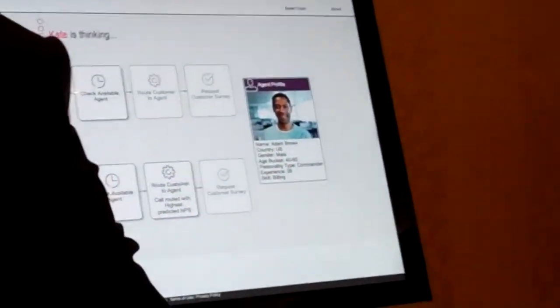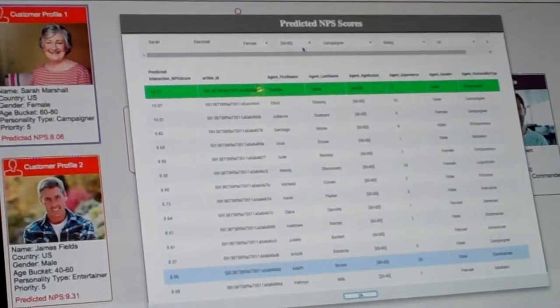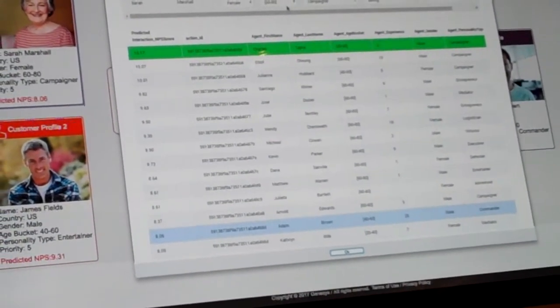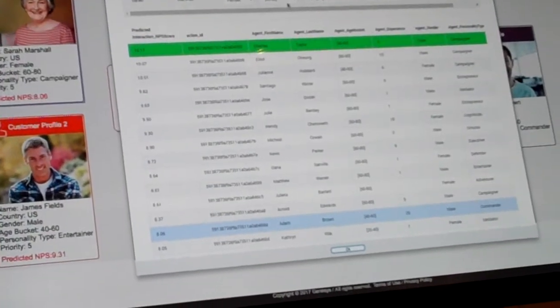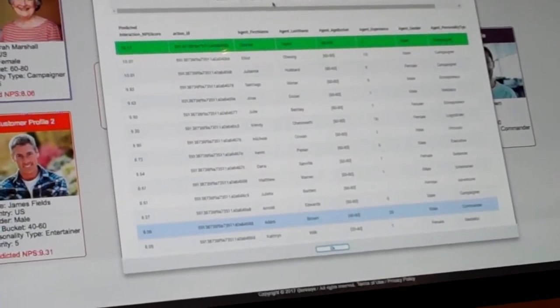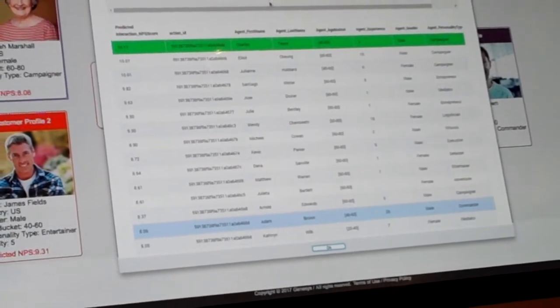Looking at Sarah Marshall, we can see that on the back end, Kate knows a few things. The absolute best agent in this situation, Sarah, for billing, would be Charles Taylor, but he's not available. He might have called out sick, he might be at lunch today. We know all the way down here, there's Adam Brown. So he's probably not the best match, but he's the only match.